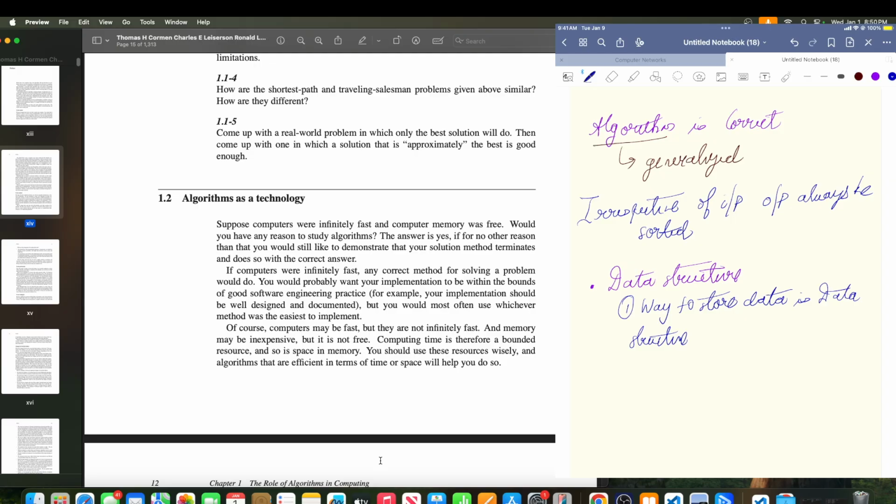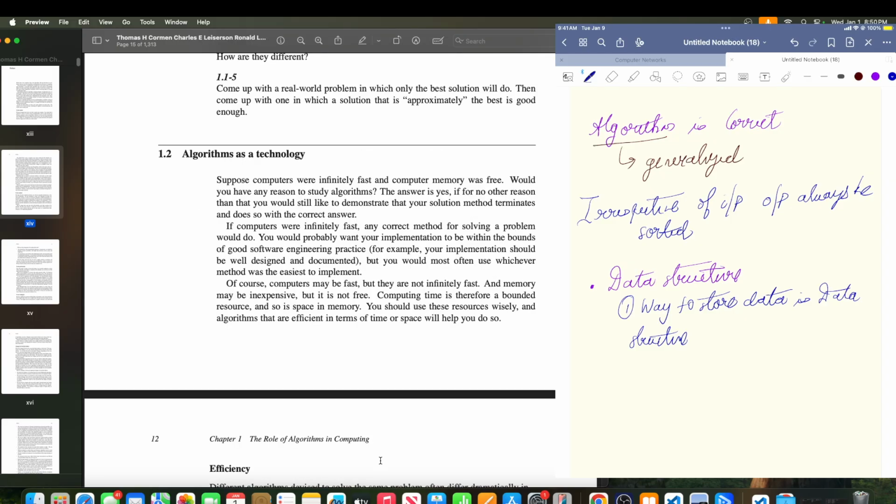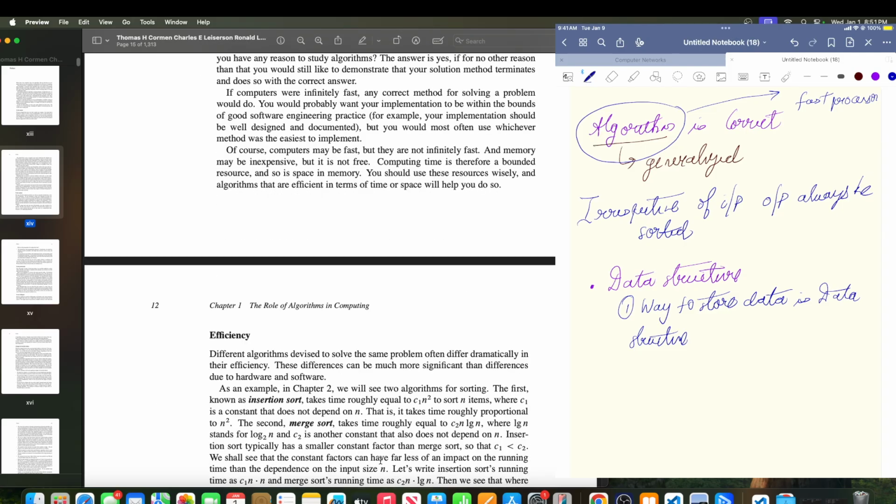Suppose computers were infinitely fast and computer memory was free, then there would be no need for algorithm design. So remember, the goal of an algorithm is not only efficiency; it's about solving problems and getting the correct answer. That's what he's trying to say. Even if you had fast processors, you would still use algorithms. So the goal of an algorithm is like a problem-solving journey where you have an input and an output, like maths.